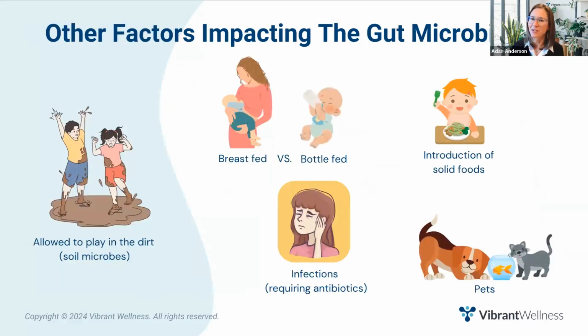So what else impacts our microbiome? Well, everything you eat or drink, along with the environment you're exposed to. For example, were you breastfed or formula fed? How quickly did your parents introduce solids? Were you allowed to play in the dirt? Did you have pets in the house? Did anyone use herbicides in your neighborhood? And did you have a lot of ear infections requiring antibiotics, especially before the age of 2?